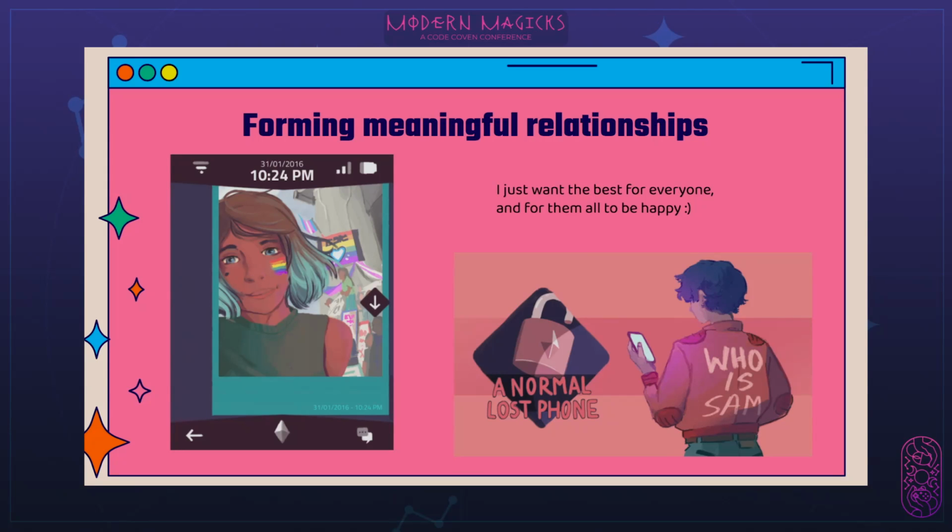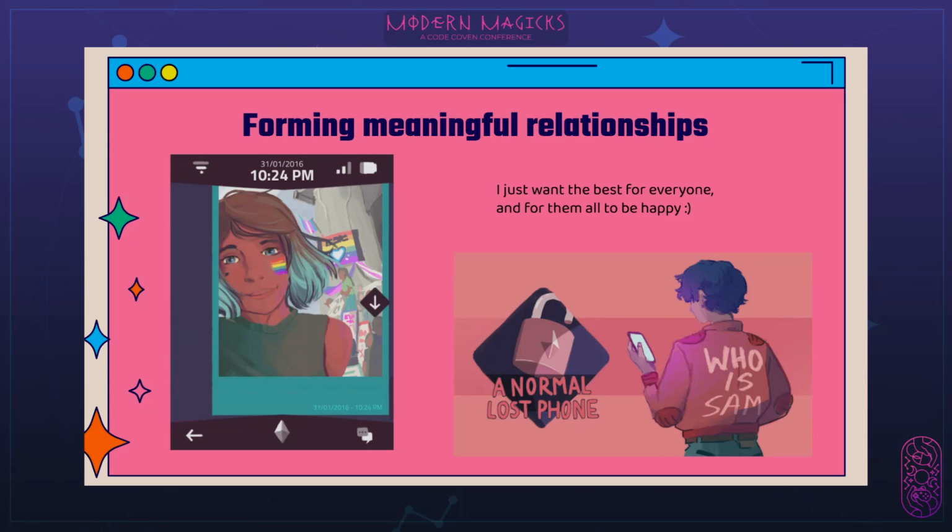Okay, so here's another system about forming meaningful relationships. It's something that you might think is in every game, but of course it is. If you have characters that your players don't care about, then they're not going to be as invested in the game. Why would you play a game where you're not invested in the characters?